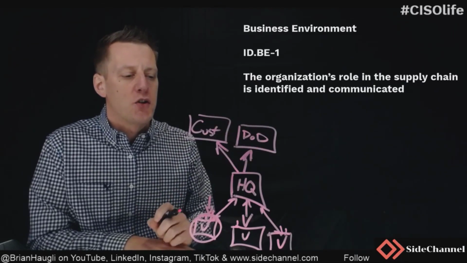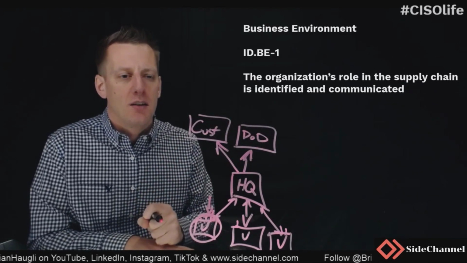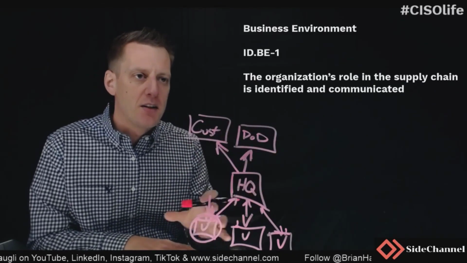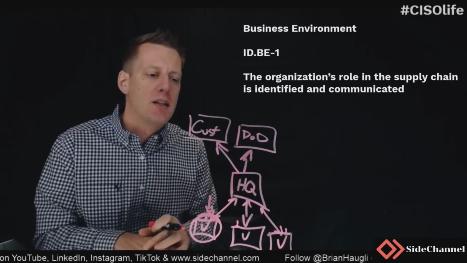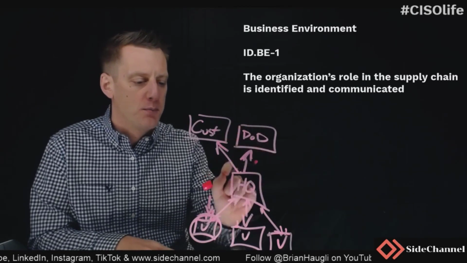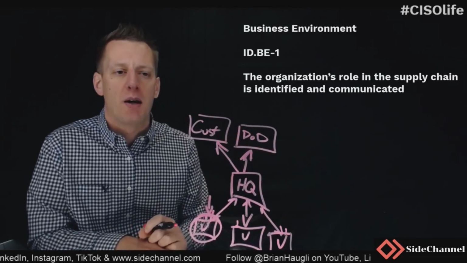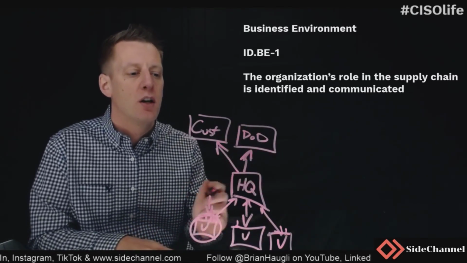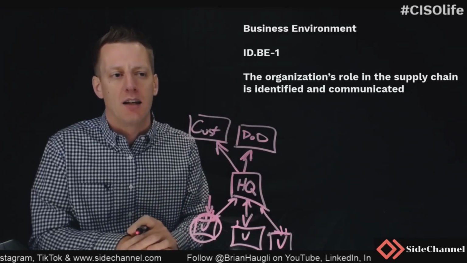Really, again, understanding, much like the first, the asset management, we looked at it, this entire identify category within NIST is really taking the time to figure out what it is that you have both upstream and downstream. What are you dependent on? Who's dependent on you? The criticality, the impact, and the importance.